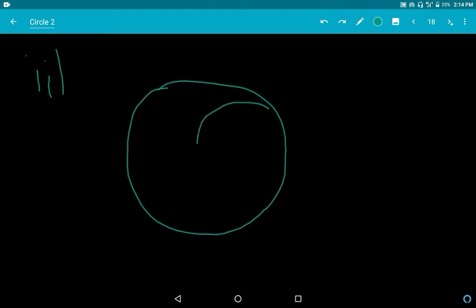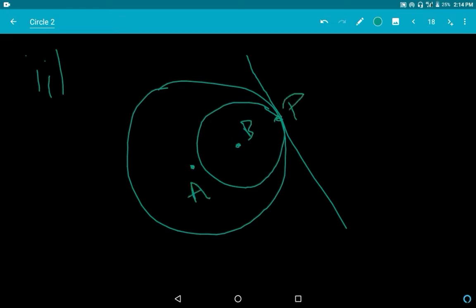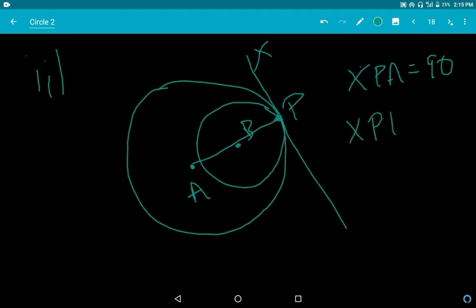I can't draw this type of circles. Okay, this is, let's say, B, this is A, this is B. Now what do we know? X, let's say, XPA is equal to 90. So XPB is also equal to 90.